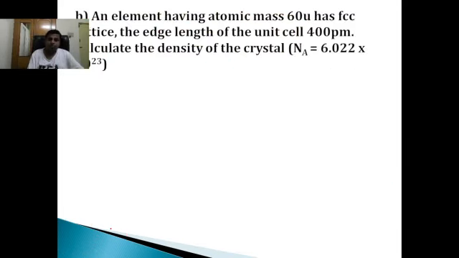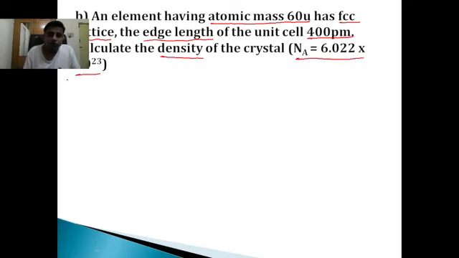Part B, next question. Again, it's a problem. An element having atomic mass 60 units has an FCC lattice. The edge length of the unit cell is 400 picometer. You have to calculate the density of the crystal. Avogadro's number is 6.022 into 10 power 23.